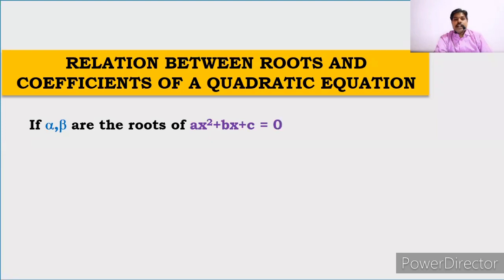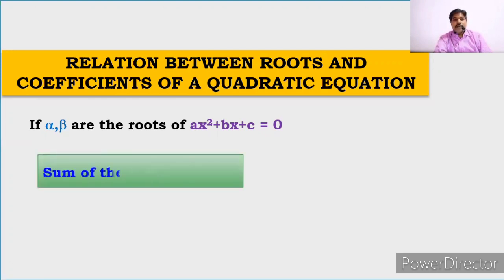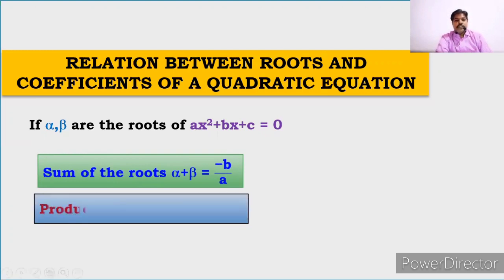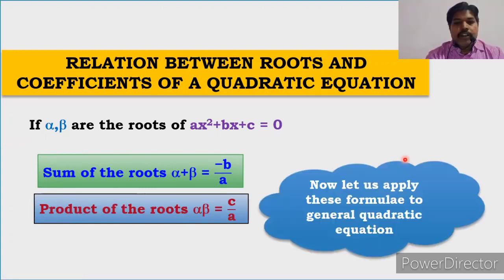If alpha comma beta are the roots of ax square plus bx plus c is equal to 0, then the sum of the roots alpha plus beta is equal to minus b by a, and the product of the roots is equal to c by a. Now let us apply these formulas in the general quadratic equations.